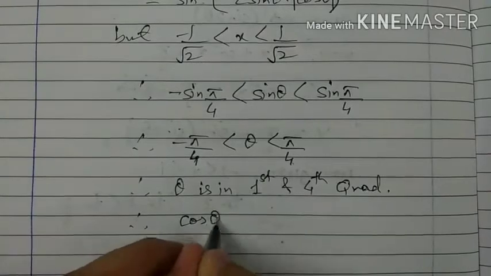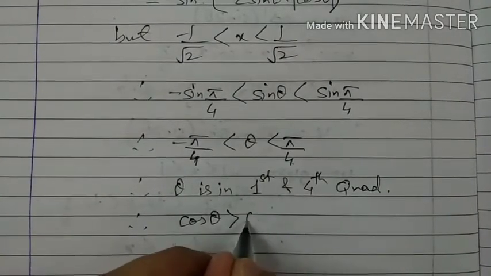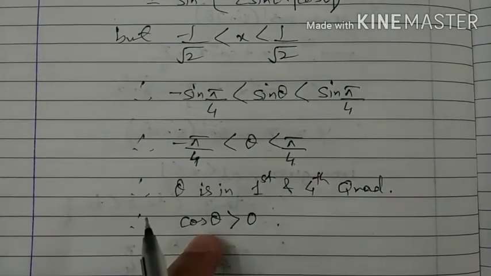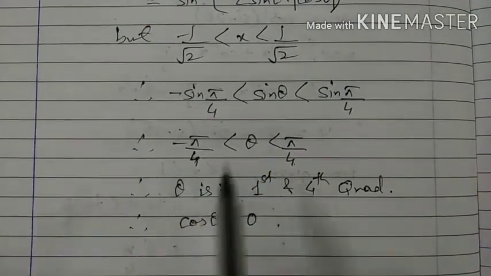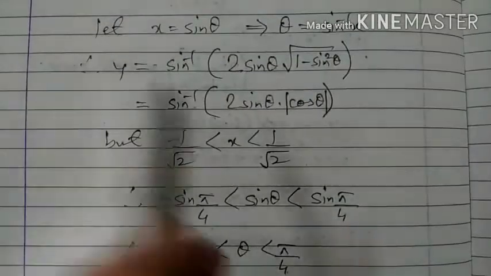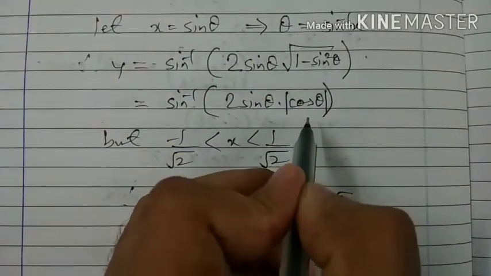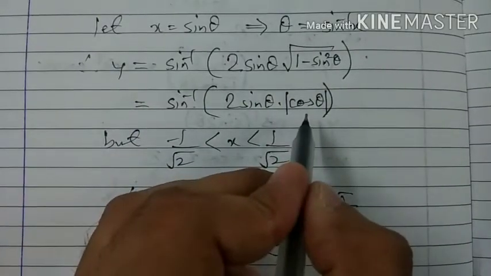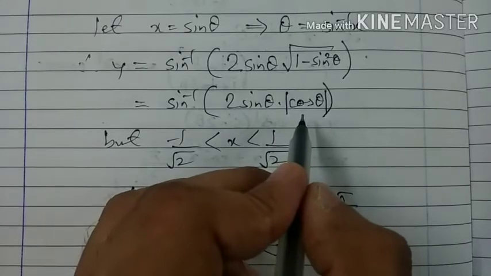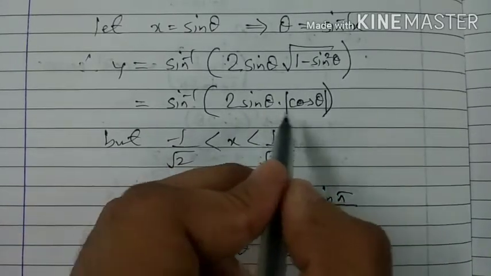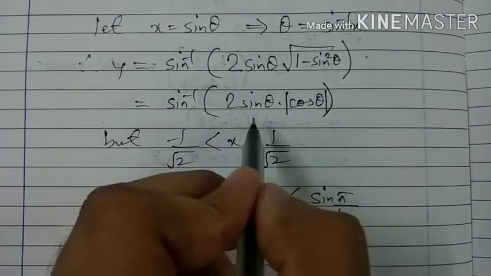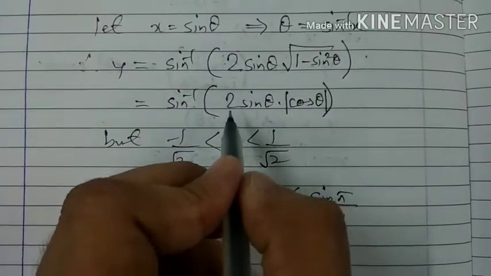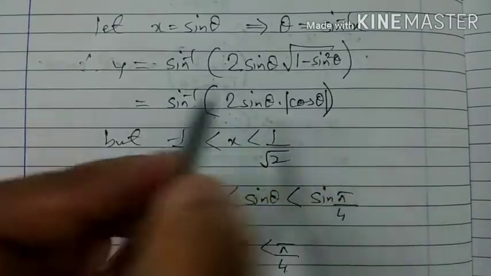Therefore, cos theta is already positive. According to ASTC, cos is positive in the first and fourth quadrants, right? So here, this term is positive. It is confirmed that this term is positive. Now, without the modulus, I can write cos theta as positive. So 2 sin theta cos theta. Here again we can apply the formula: 2 sin theta cos theta means sin 2 theta.